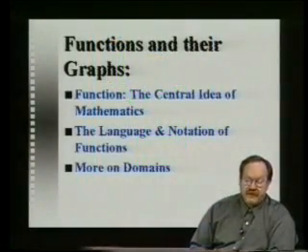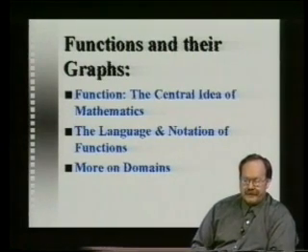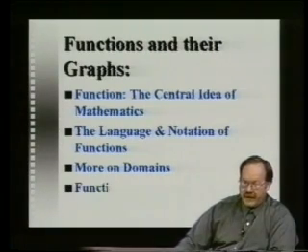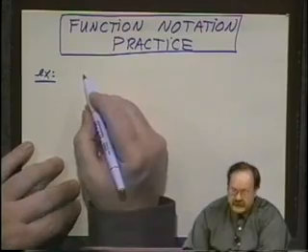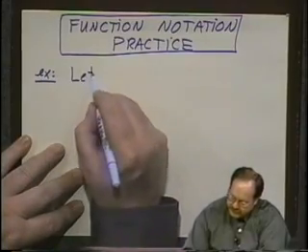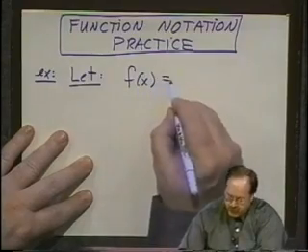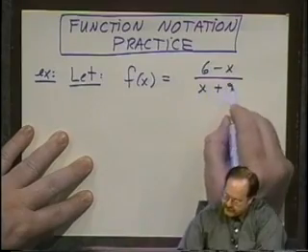Now, the notation of functions is so new that we're going to take a little time now to practice some of it so that you can get some of those older habits about multiplication out of your system. So now we'll look at function notation practice. And I'll do this largely by example, with a couple of notes here and there. My first example, I'll start out with this function. Let's let f of x equal, and I've looked at this function previously, (6 minus x) over (x plus 2).